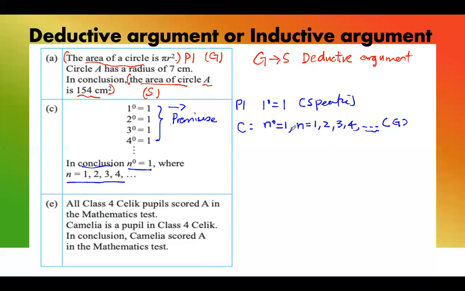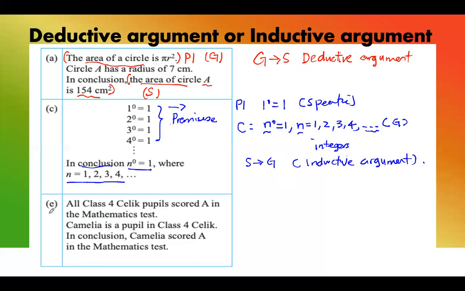So how do we know it is general? Because we use n. n can be anything. Here it can be any round number, we call it an integer. So here are integers. We can see here it is specific to general. Therefore, this is an inductive argument. So specific to general, inductive argument.